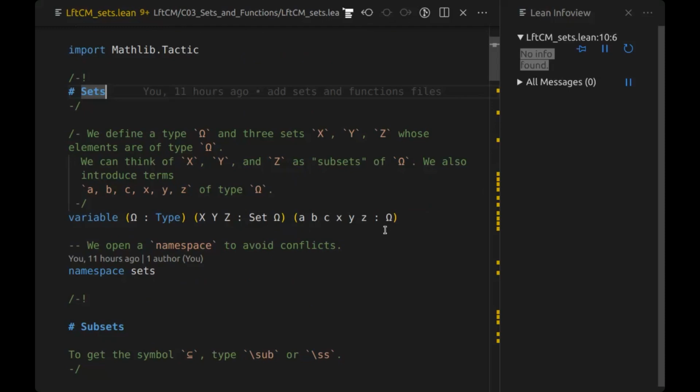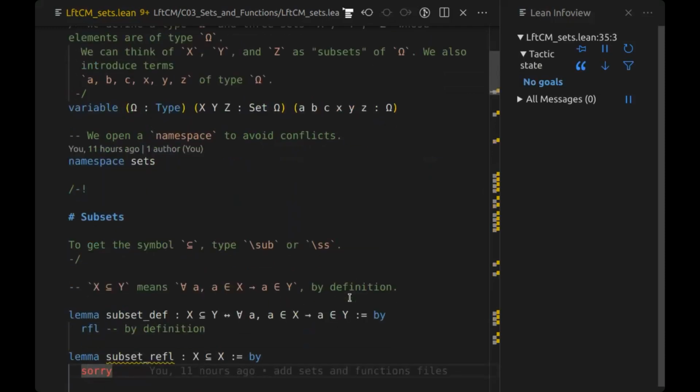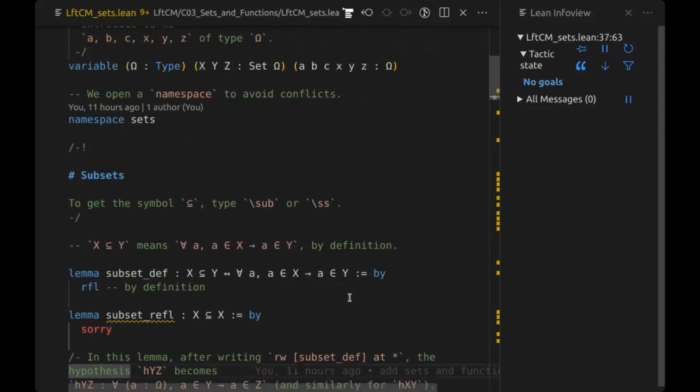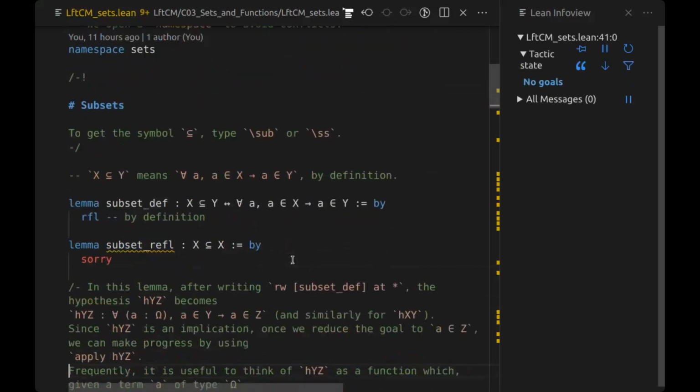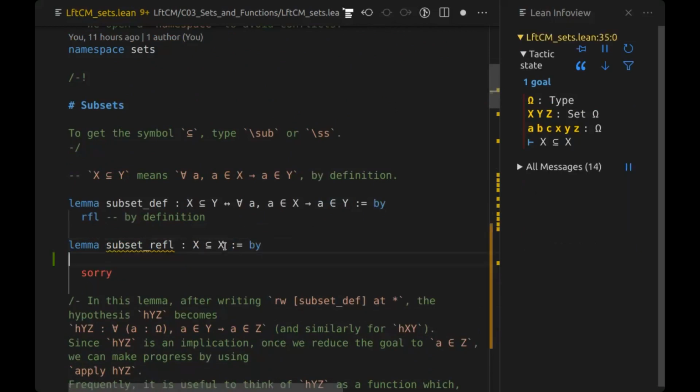Okay, and then I'm also introducing some elements. Okay, so we can do all of the usual set operations that we want to consider. So for example, we can talk about subsets. So we use the symbol contain, which we can type with /sub or /ss. This means that X is contained in Y if and only if for all elements A in the type omega, if A belongs to X, then A belongs to Y. So you can see that this is the definition just because this is true by rfl. And for example, if I want to prove that X is contained in X, this is also going to be true by rfl.